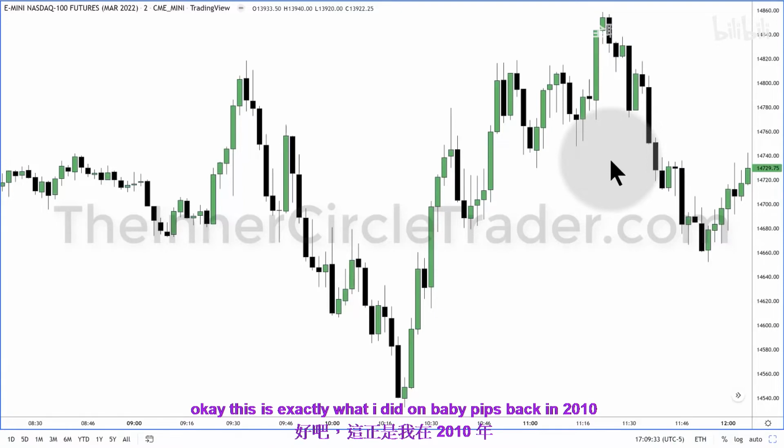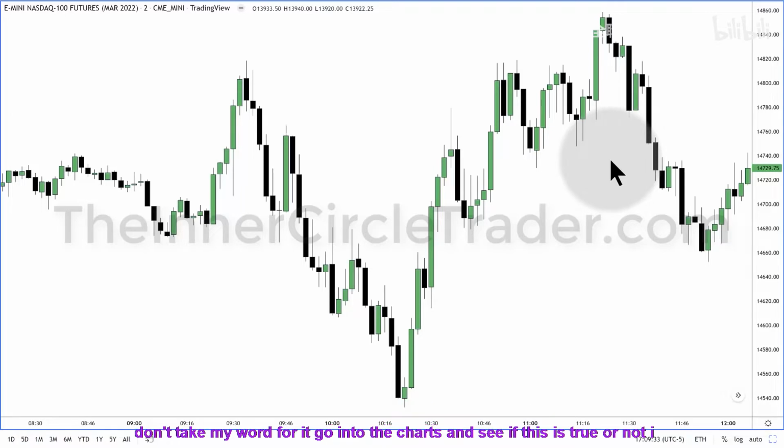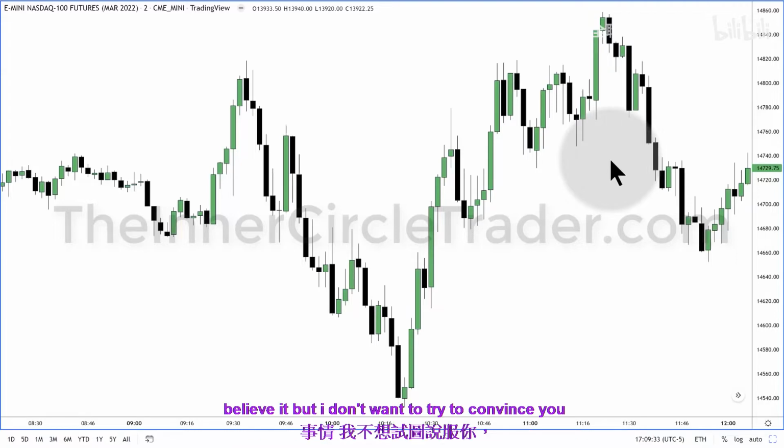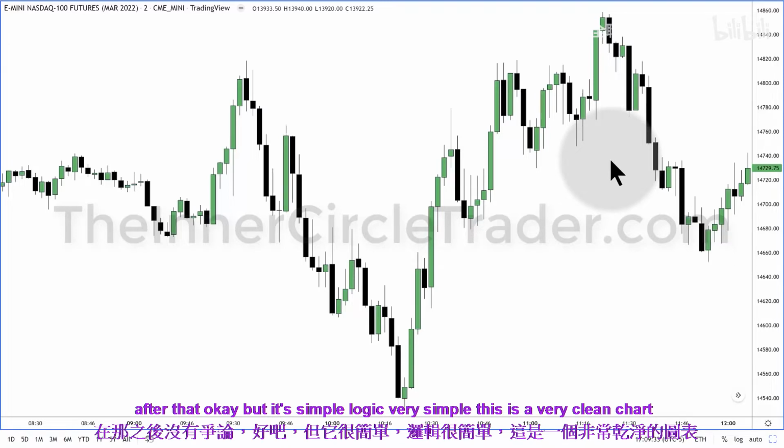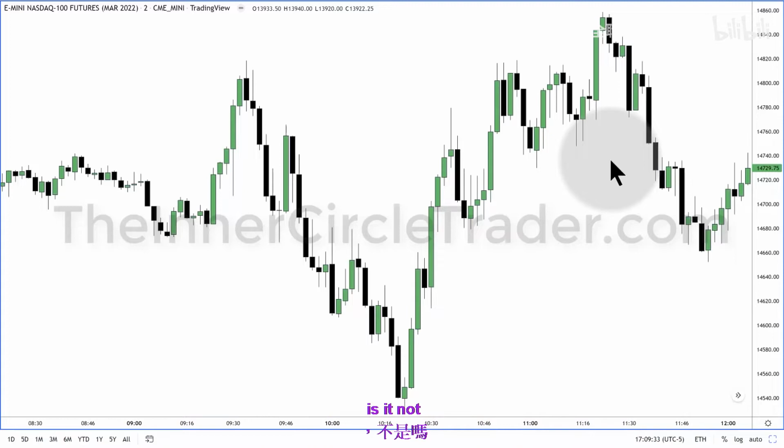But your mission is to go into the charts and look for this not being true. This is exactly what I did on Baby Pips back in 2010. I told everybody, do not take my word for it. Go into the charts and see if this is true or not. I believe it, but I don't want to try to convince you, because I won't. You'll convince yourself once you start seeing it. It's over. There's no argument after that. But it's simple logic. Very simple. This is a very clean chart, is it not?